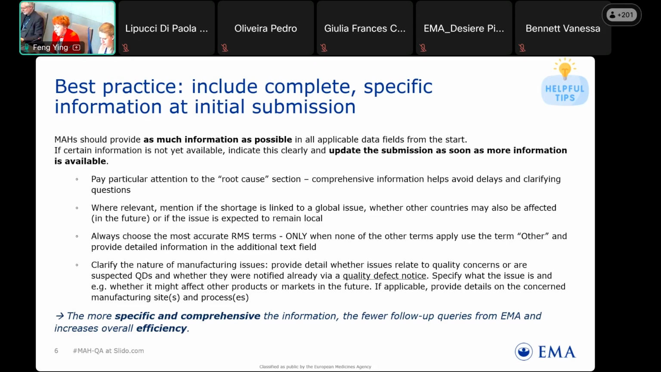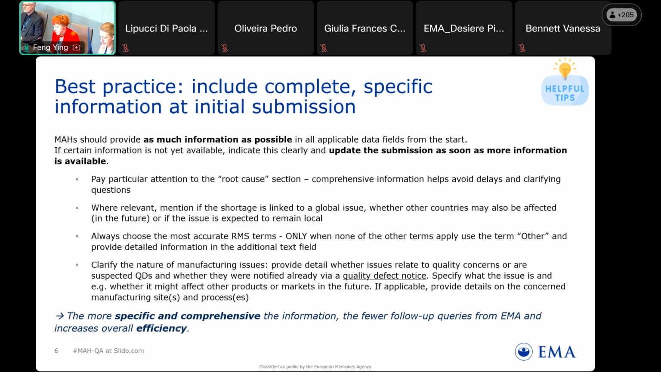In terms of manufacturing issues, it really helps us if you can clarify the nature there. So do provide any detail, whether these issues relate to quality concerns, there's suspected quality defects, or they were already notified via a quality defect notice. So do specify what the issue is, could it affect other products, and any other information that you have. And also if you can give us details on the concerned manufacturing sites and processes. So any of that information is helpful to us to have the full picture of the shortage.